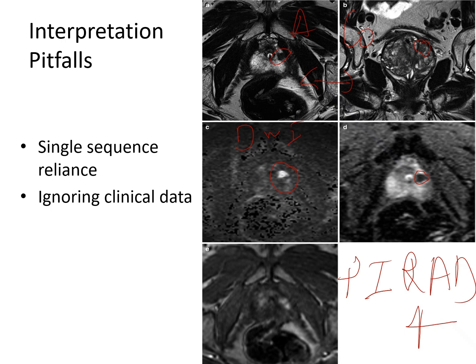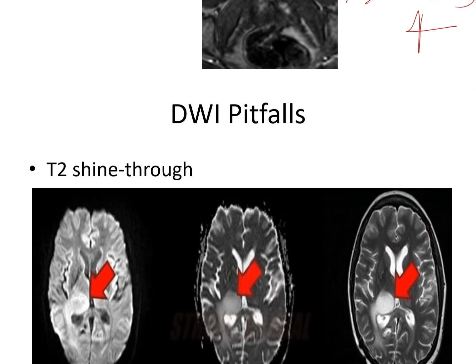So for the characterization and classification of the lesion, all these sequences are required. Ignoring these sequences can lead to misdiagnosis, underdiagnosis or overdiagnosis of the lesion, and this will affect the management of the patient. And also clinical data is very important for image interpretation.